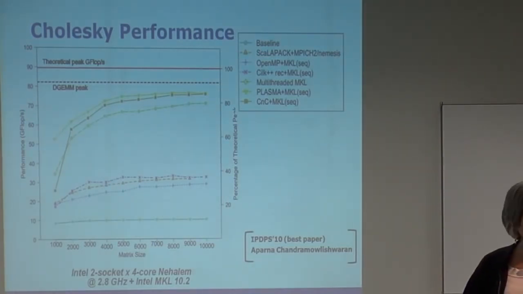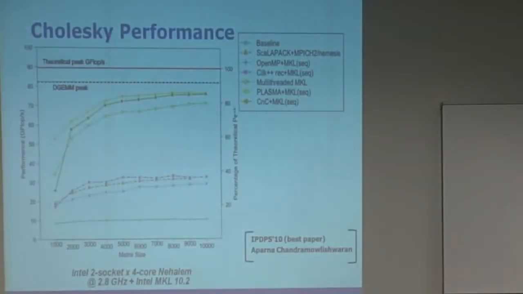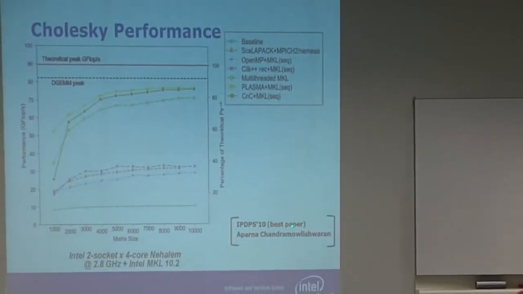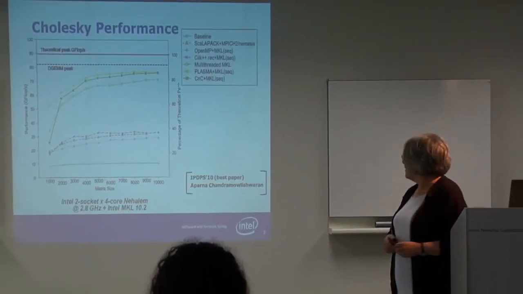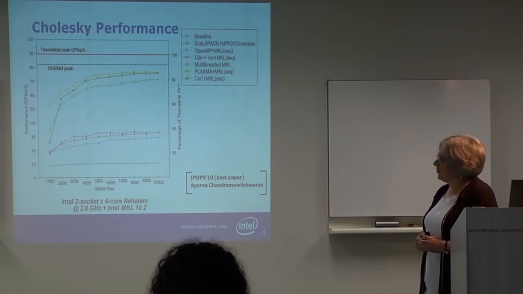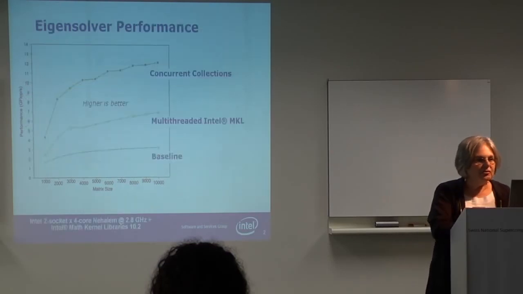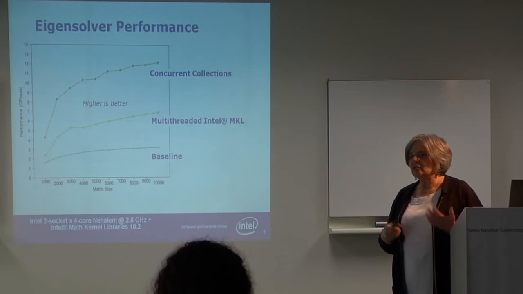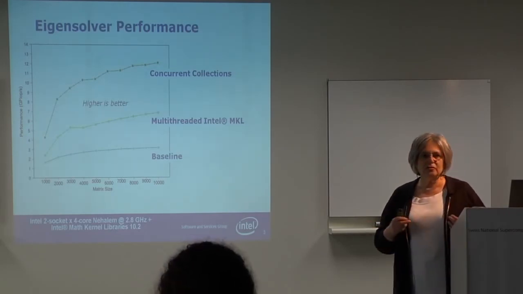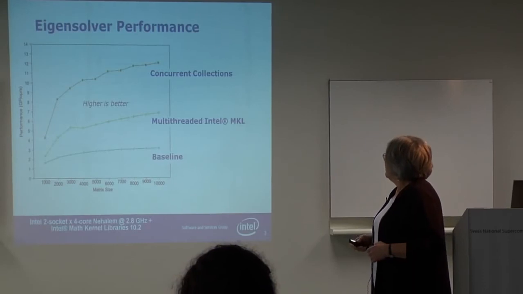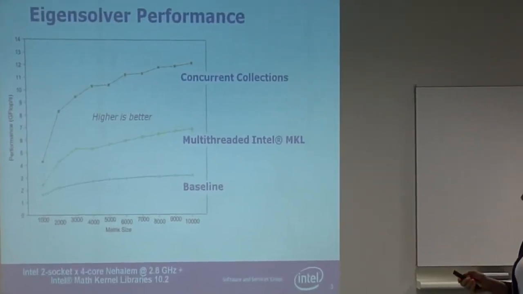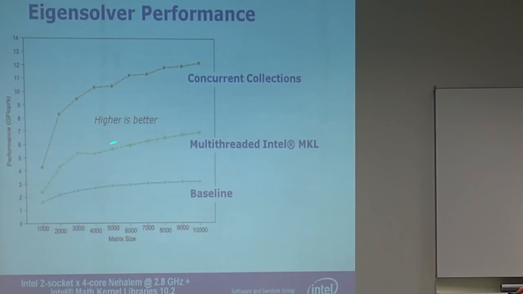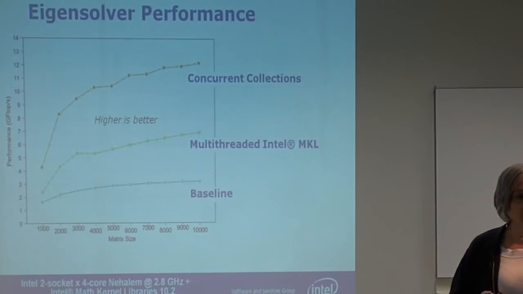PLASMA is being done at Oak Ridge. You probably know about PLASMA. She won the Best Paper Award at the recent IPDPS this year for this work. So Cholesky is a piece of the eigensolver, so it's used, I think, 3 different times within the eigensolver, so the eigensolver is quite a bit bigger. And here's the baseline, here's multi-threaded MKL, and here is Concurrent Collections. So it performs well.